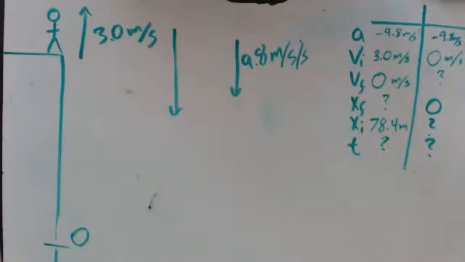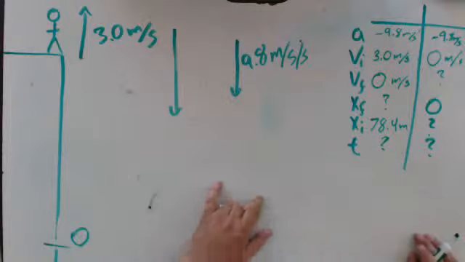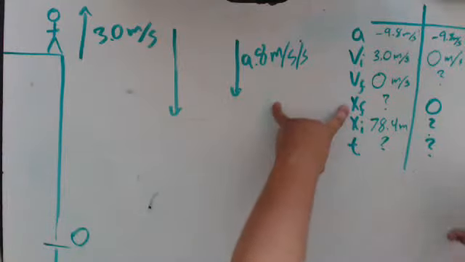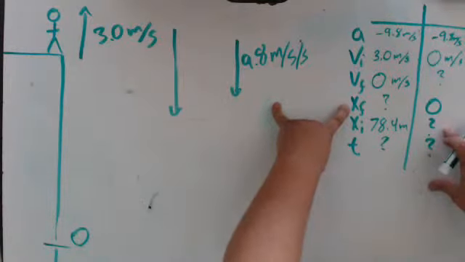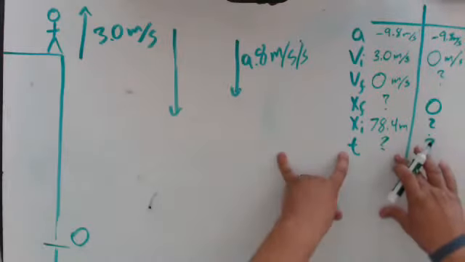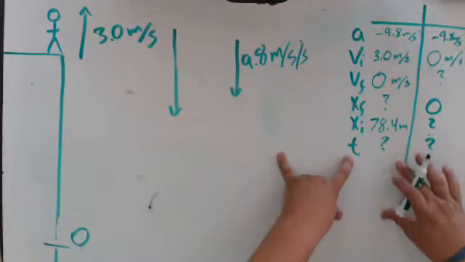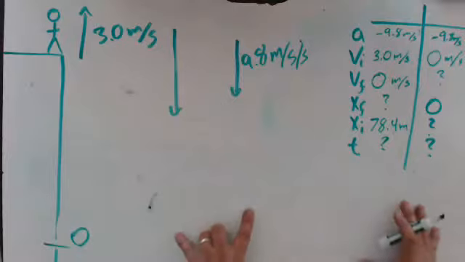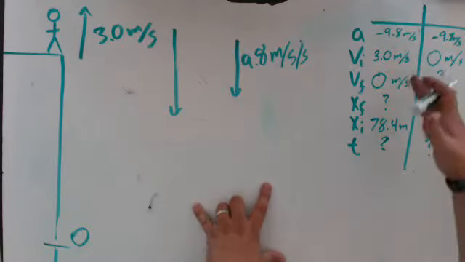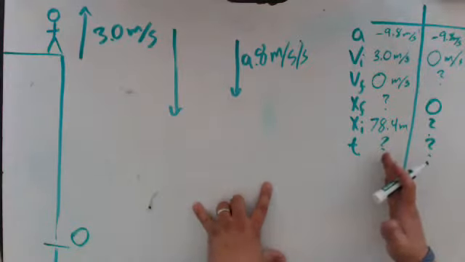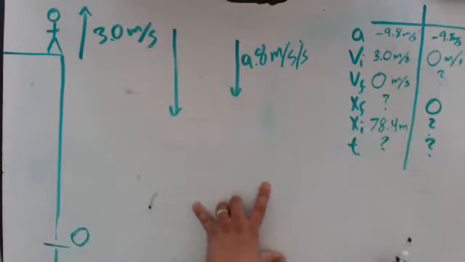Now, what I need to do is get this final position for the initial position of this, and I need to get the time. So what I'm going to do is look at all my equations, and from this table, the information I have, I'm going to try to get these last two bits of information.